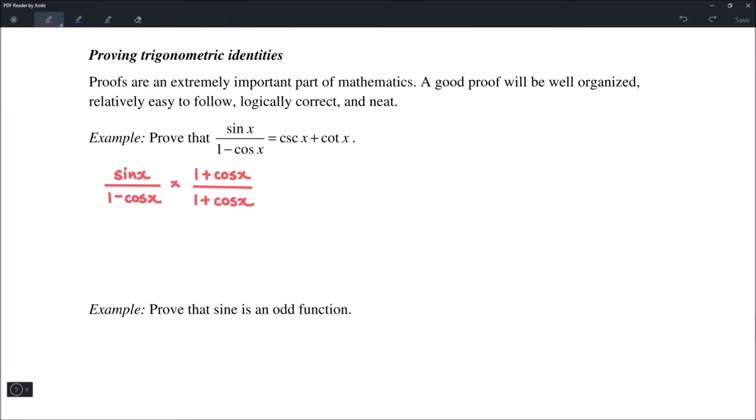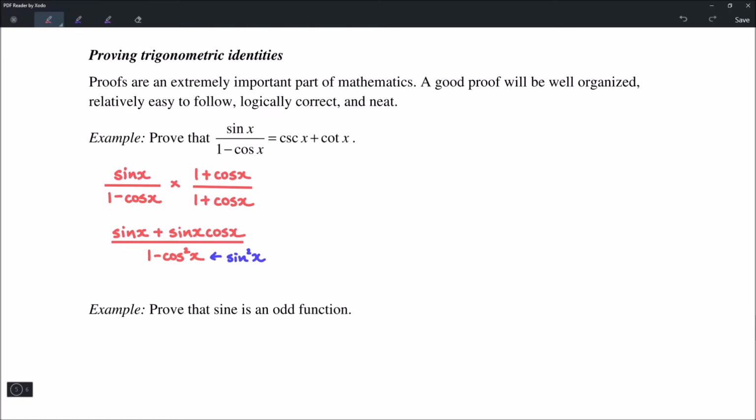Okay, so once that's done, on the left-hand side, we have sine x plus sine x cosine x in the numerator. And of course, since we multiplied by the conjugate, the denominator will now simply be 1 minus cosine square x. Now, using the Pythagorean identity, we know that 1 minus cosine square x is the same as sine square x.